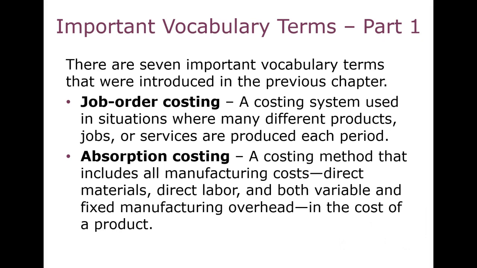First of all, job order costing, which of course we started in the last chapter, is a costing system used in situations where many different products, jobs, or services are produced each period. Absorption costing, which is what we've been using, even though we maybe have not used this term yet, is a costing method that includes all manufacturing cost: direct materials, direct labor, and both variable and fixed manufacturing overhead. And all that goes in the cost of a product.